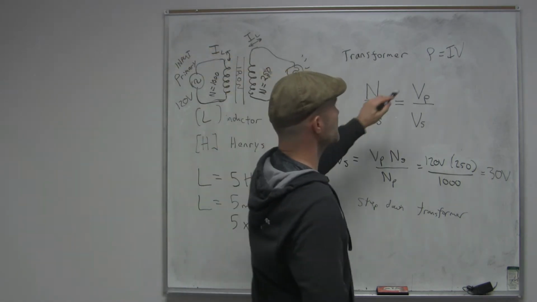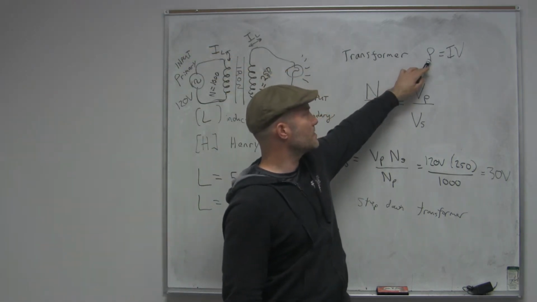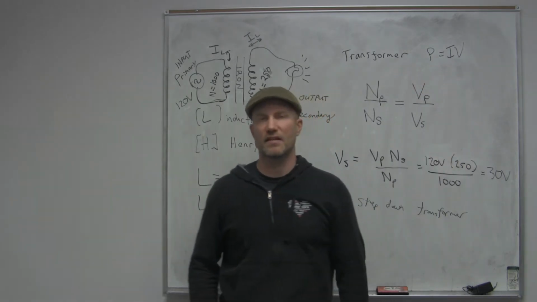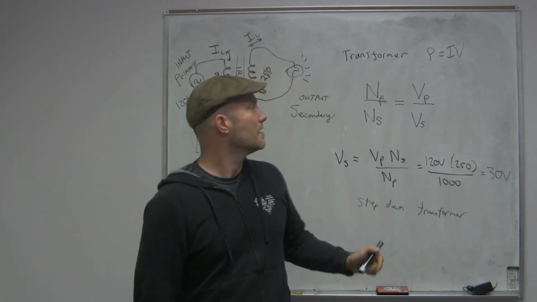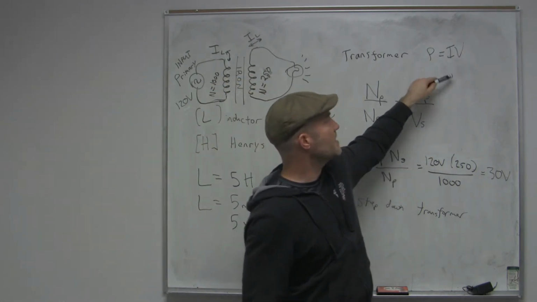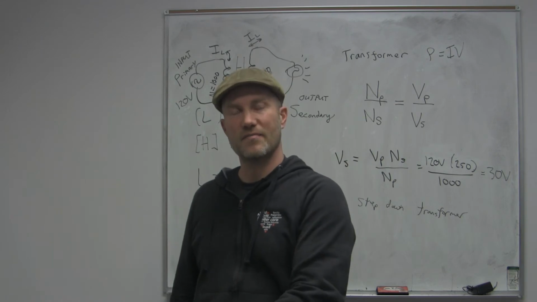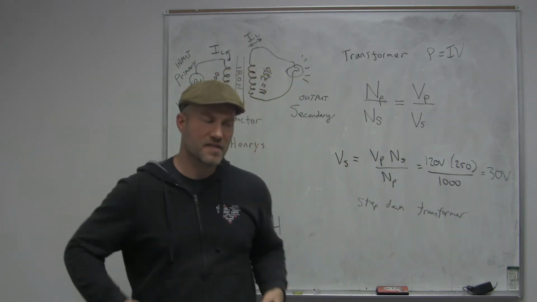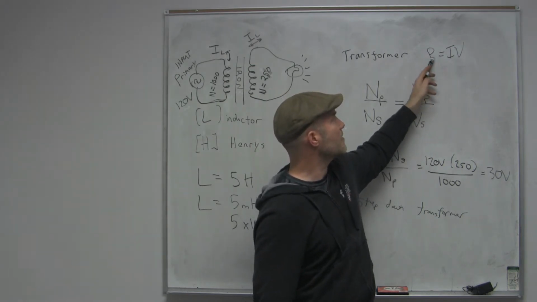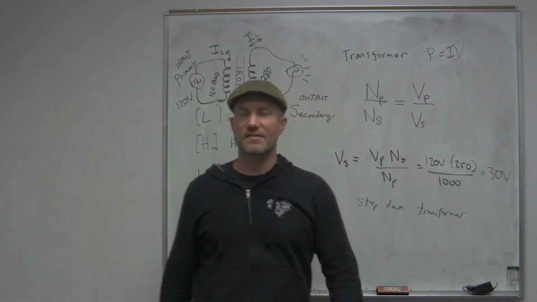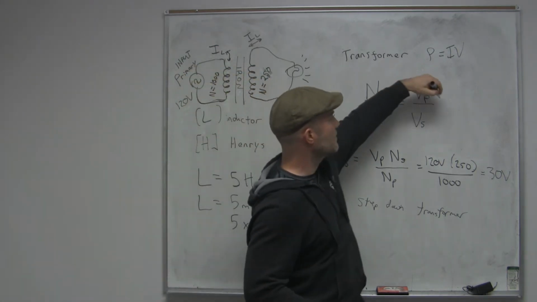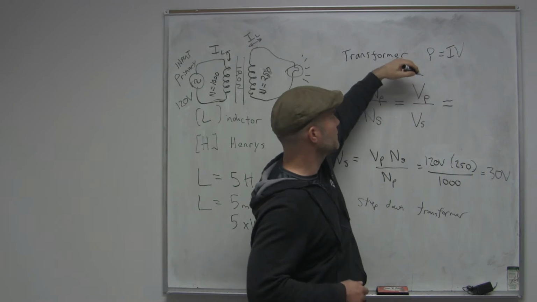So if the power is the same on either side, the power can't change. That means I times V can't change. So if it's a step up transformer, V is getting greater, it means that the current has to step down by the same factor. Or if it's a step down transformer, which means V is getting less, for the power to remain the same, then I has to increase by the same factor. So I'm going to add one bit to this equation. The inverse happens to the current.